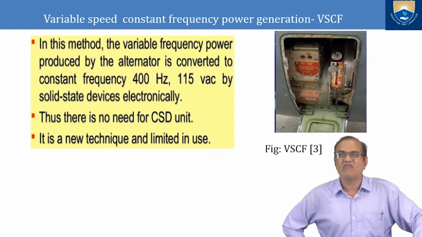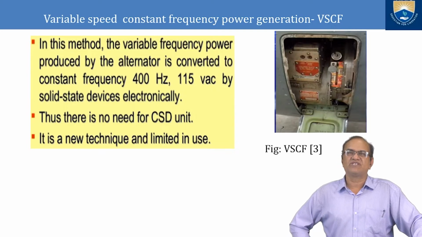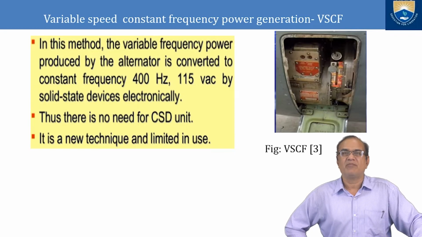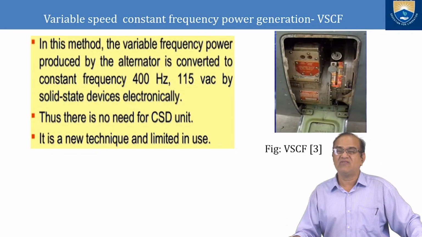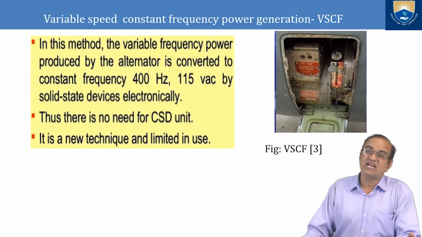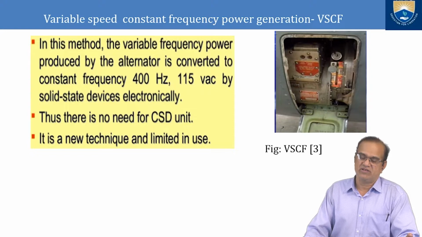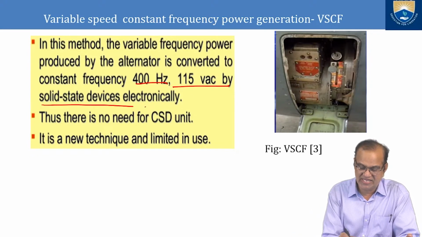In this method, the variable frequency power produced by the alternator is converted to constant frequency 400 Hz, 115 volt AC by solid state device electronically. So here we use some electronic devices. These electronic devices will convert to 400 Hz and 115 volts at any speed.